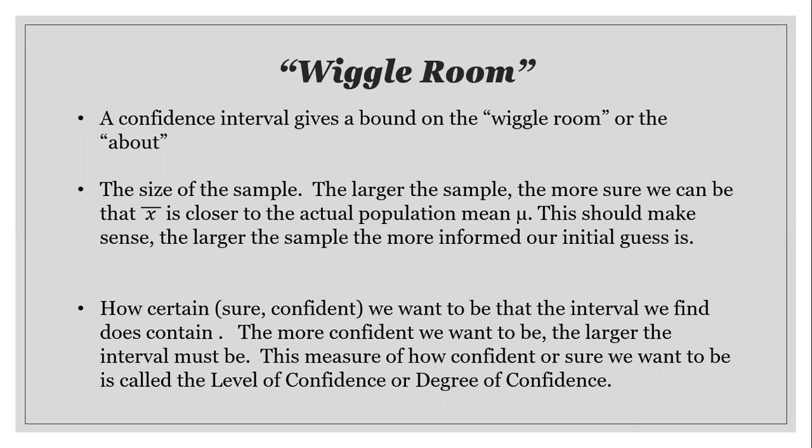The confidence interval gives a bound on the wiggle room, or the "about" statement. So if you give a larger sample size, the more sure we are about X bar. If you compare this to our temperature game, have you been outside today? Because if so, that's more information. Have you looked out your window? That's more information. Did you look at the weather report 2 days ago? That's more information. The larger the sample, the more information we have, so the better our guess, the less wiggle room we need.